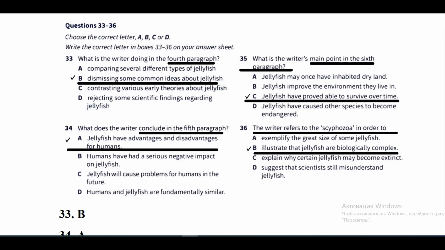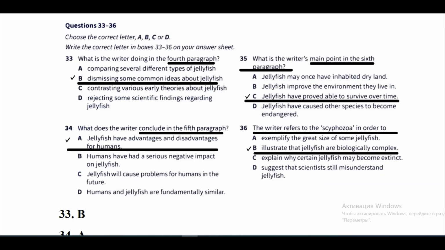But may I clarify all the options with distractions? So, B is wrong because in this paragraph the negative impact is the other way around. Jellyfish harm humans. C is wrong because these problems are in the present. Is that right? Yes. Not in the future. D is wrong as no similarities are listed.